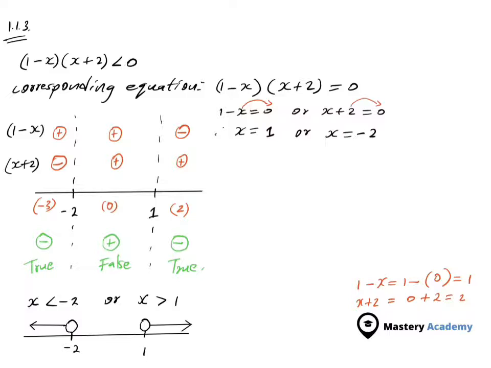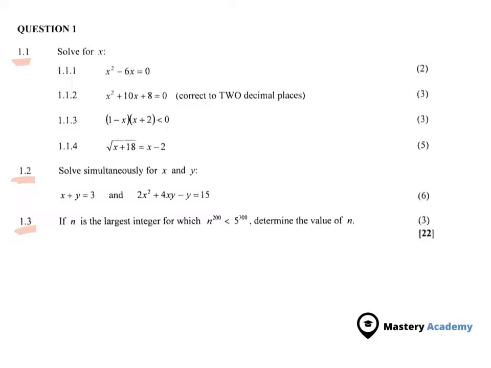Now let us move to question 1.1.4. We are given the square root of x plus 18 is equal to x minus 2.